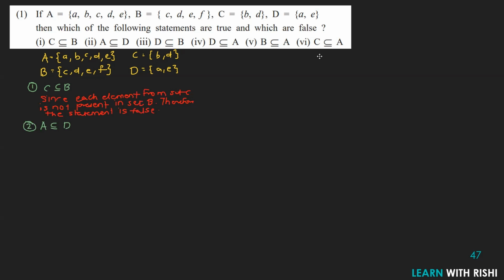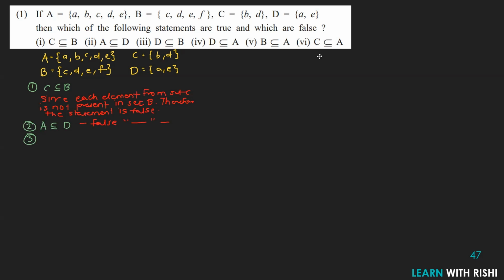So you write the same reason which we have written above. You just need to change the name of the set. Since each element from set A is not present in set D, therefore the statement is false. So this is a false statement. And the reason you will write the same. Next.